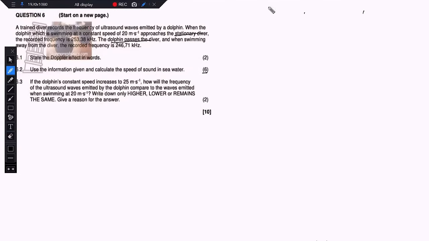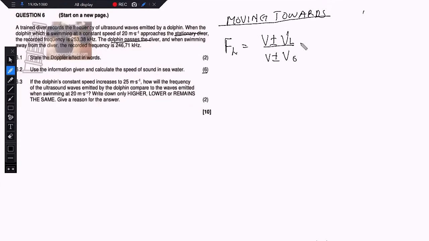Right. So that means we can start with situation number 1, when the dolphin is moving towards the diver. We always know with this formula, FL equals V plus or minus VL over V plus or minus VS, times FS. If we are moving towards, I always made you remember the arrow going up, and then plus is upward and minus is downward, right?